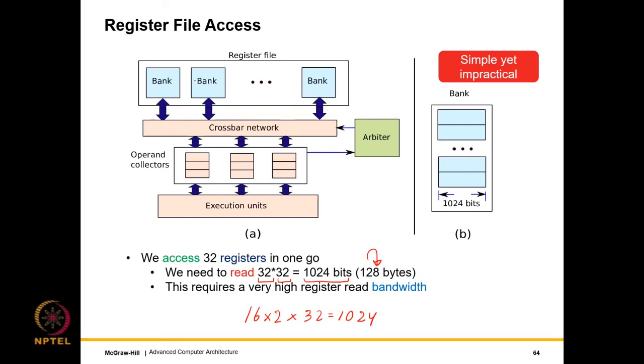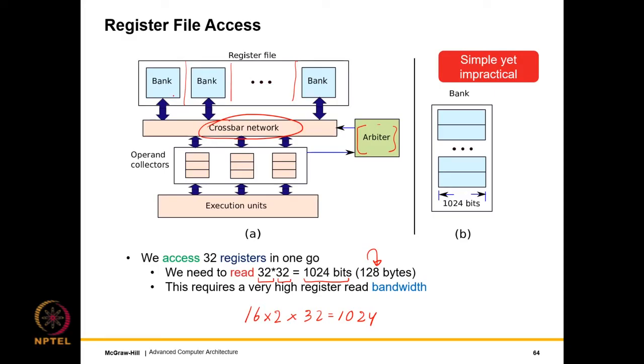A far more efficient solution is to actually split the register file into multiple banks, sub-register files, and distribute these 1024 bits across these register file banks. So one bank can keep, let's say, 64 bits or 128 bits. If it keeps 128 bits, then across 8 banks, the data will be distributed. So we'll need to have an elaborate network. That is what the crossbar network is, which is controlled by an arbiter circuit, to access all those banks which have the data, read them or write them.